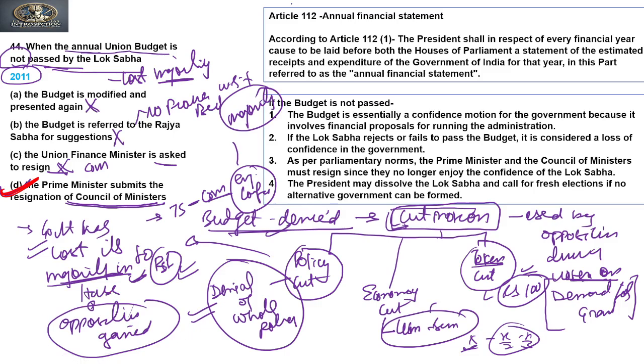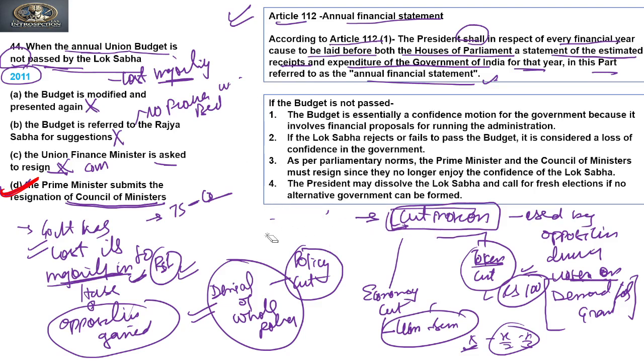Now if you see the explanations, according to Article 112, which talks about the annual financial statement. According to Article 112 Clause 1, the President shall, in respect of every financial year, cause to be laid before both the Houses of Parliament a statement of estimated receipts and expenditure of the Government of India for that year. In this part, it is referred to as the annual financial statement. Clear? So this is a budget. We have seen what the budget means.